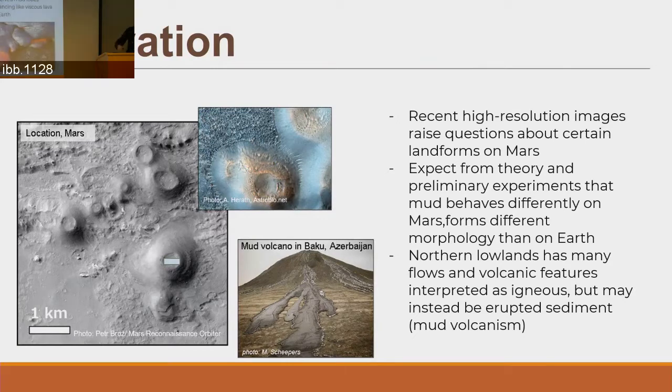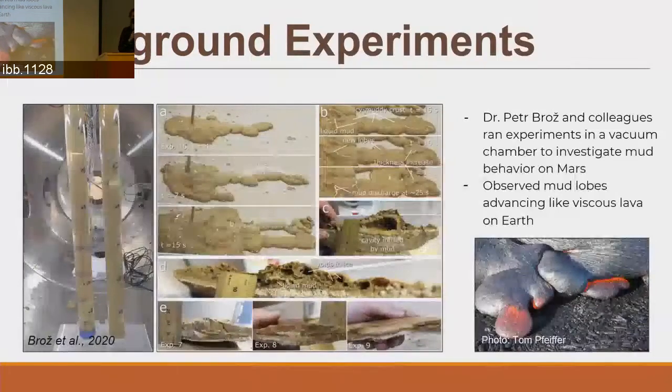Some background experiments: we worked with Dr. Peter Broche in his lab at, I believe, the University of London, where he began to do some experiments on mud in these low pressure, low temperature conditions. Obviously, we can't simulate the gravity of Mars here on Earth, but we got pretty close. And what we saw is what we expected: the mud in this very low pressure condition behaves a lot like lava. We see lobes, we see cavities, we see voids.